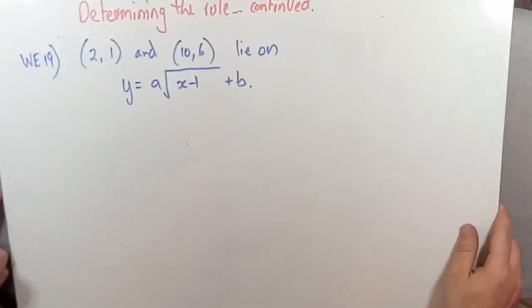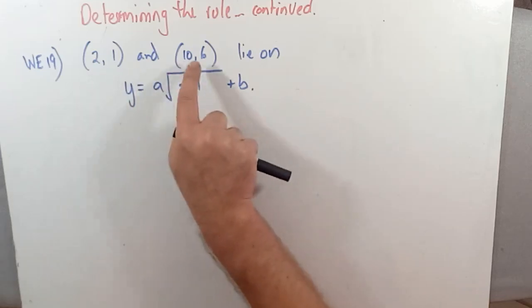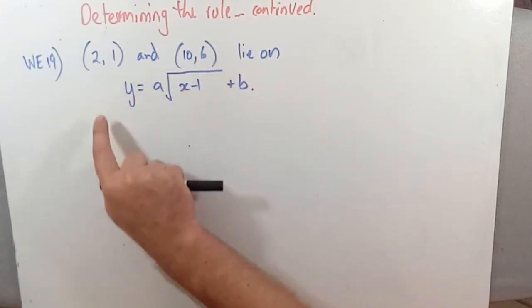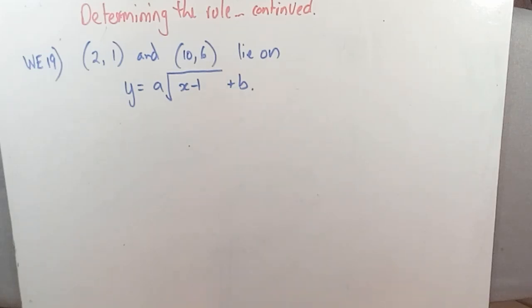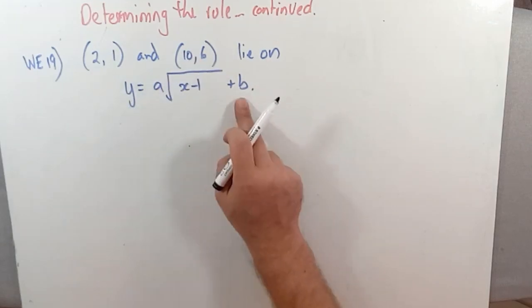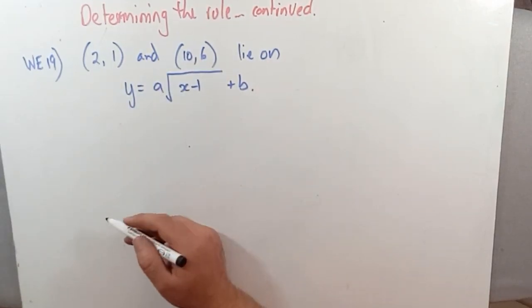Of course, there is always yet another board. Okay, so determining the rule. In this case, this is worked example 19 from the textbook. You've got 2 points that lie on an equation here. So how are we going to find our a and b? We're going to solve simultaneous equations. Put each point into the equation, get 2 equations and solve those simultaneously.